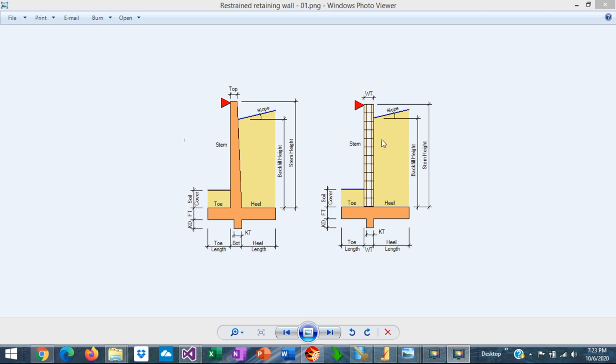How do you size the wall? How do you determine the backfill soil lateral pressures, and how do you design the wall? This is Javier Encinas, and today we're going to discuss how to design top restrained retaining walls.